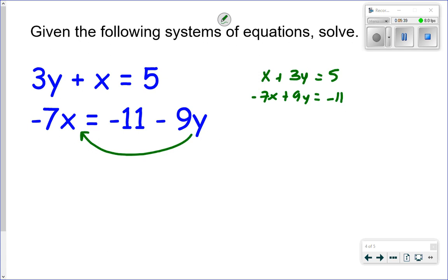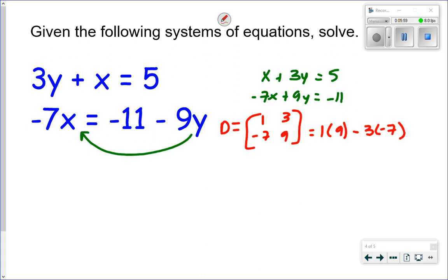Now I can go ahead and start solving. So my original determinant is going to be 1, negative 7, 3, and 9. And then I need to solve, so I'm going to multiply the diagonals. 1 times 9 minus 3 times negative 7. 1 times 9 is 9. Negative 3 times negative 7 is 21. 21 plus 9 is 30. So my original determinant is 30.